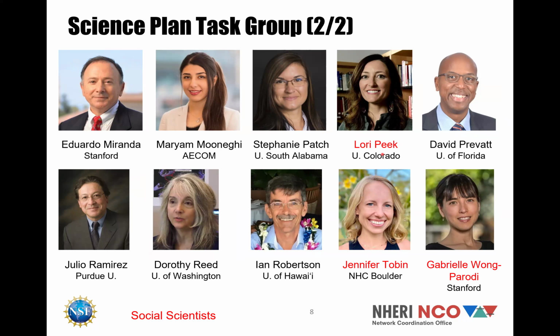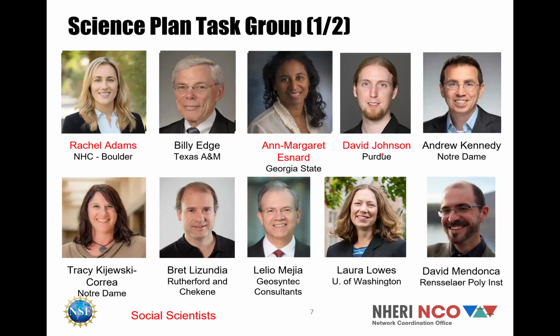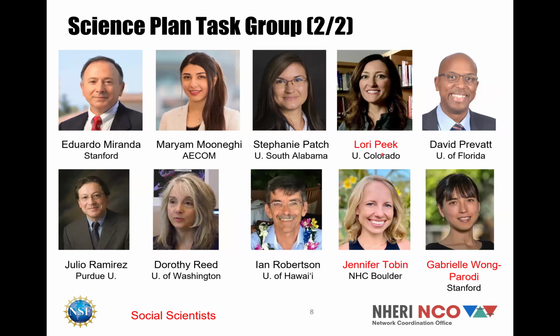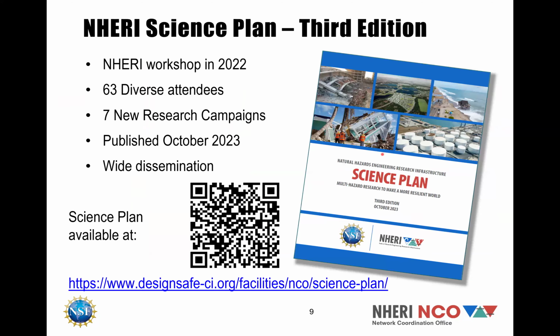So they had a lot more influence, obviously, but we wanted their input so that, engineers writing stuff for social science is not going to happen. So it was extremely useful to have them on board. These are all very esteemed researchers in their fields. You may recognize some, but we were very lucky to have them all contribute to the drafting of this, the third edition of the science plan. That workshop was in 2022. We finally got it published in October 23.